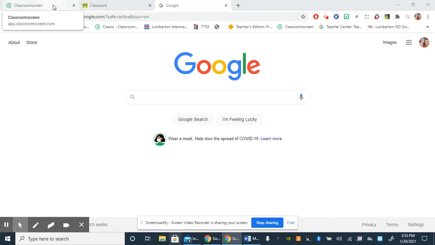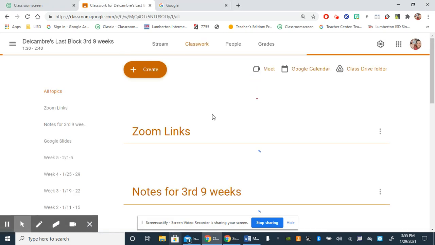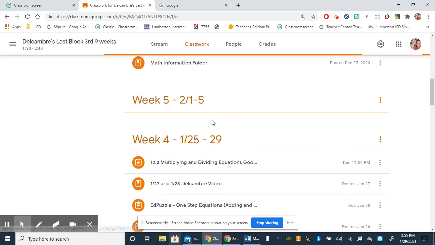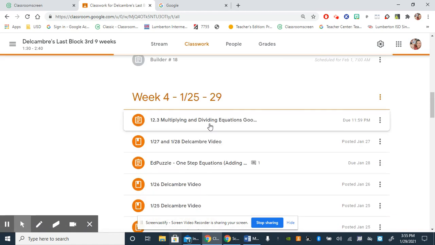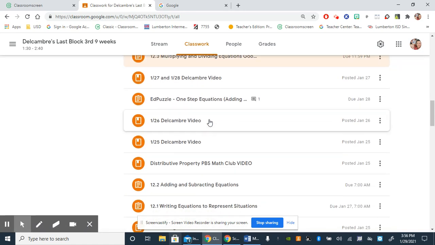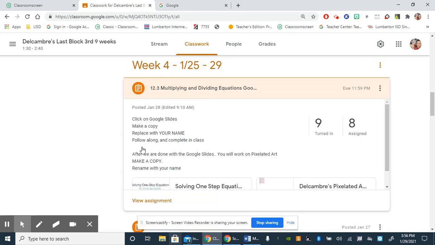Hey guys, so today's Friday the 29th of January, and here is what we're going to be doing today. In your Google Classroom, we're going to be working on 12-3, multiplying and dividing equations. If you are in my class, you're going to be doing the Google slide activity. Read the directions. You need to make a copy, replace it with your name, and follow along and complete it in class. So you're going to be following the directions, completing it, and submitting that.